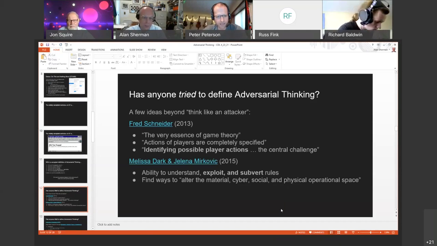A couple of people have proposed some definitions or something that's beyond "think like an attacker," right, as an anecdote. So Fred Schneider in 2013 mentioned game theory, and how identifying possible actions is sort of the central challenge in adversarial thinking. And Melissa Dark and Jelena Mirkovic had a similar but slightly different version of that, on understanding, exploiting, and subverting rules, but then also finding ways to modify the space, which to me is ways of creating and changing rules, right? So exploiting and subverting rules, but then also creating new rules, changing rules, taking rules away. Next slide, please.